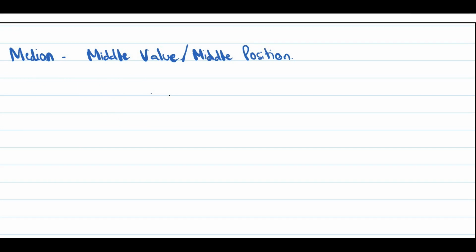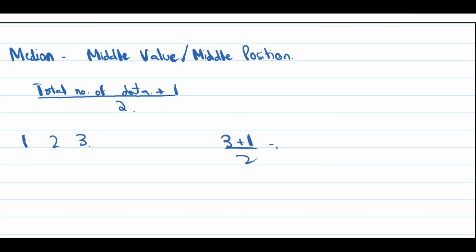Now the formula for calculating the middle position is total number of data plus 1, divided by 2. For example, if you have three numbers 1, 2 and 3, the total number of data would be 3 plus 1 divided by 2. So 3 plus 1 is 4, 4 divided by 2 is 2. This means that the median would be the second number in the question. So in this case the second number is 2. This formula is to be used if the data you have is huge.